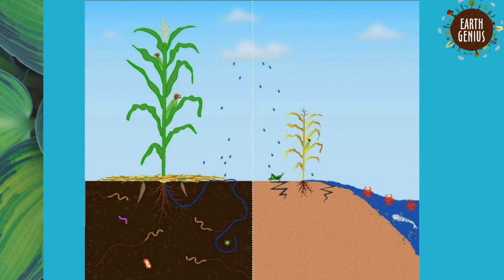Let's try one more. Again, write down which soil you think is healthier in your garden journal. Pause if you need time. Did you write that the soil on the left is the healthiest? The dark soil with a really healthy plant growing out of it? If you did, then you were right.